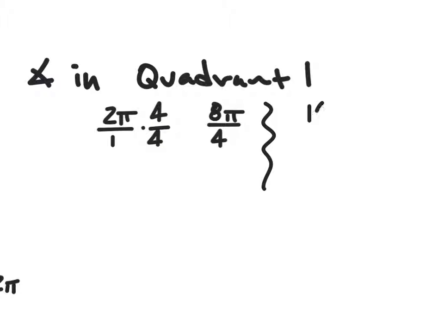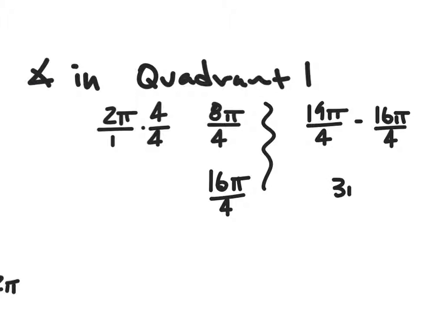So I would take 19 pi over 4. That's what I've got. 2 revolutions using 8 pi over 4 radians would be 16 pi over 4, and that's what's going to get me close to 19 pi over 4. And so 19 pi over 4, if I were to subtract off 16 pi over 4, that would give me 3 pi over 4 radians.